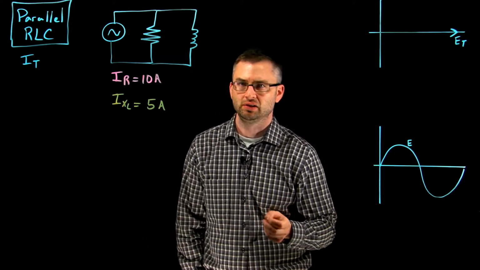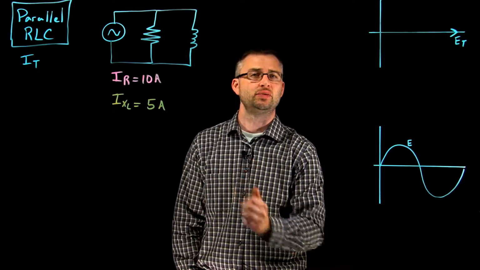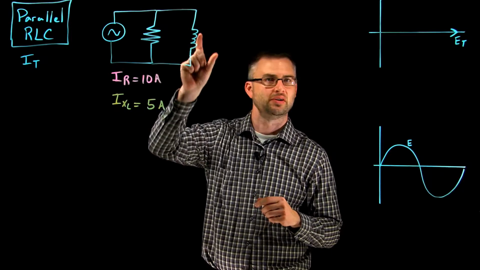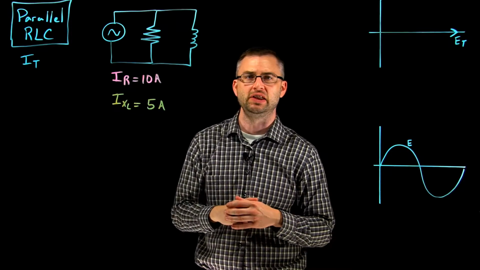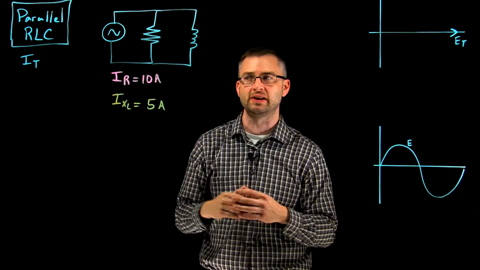In this video, we're going to take a look at how to add currents in a parallel circuit consisting of a resistive load as well as an inductive load. So we're going to start very basic. Pure resistive load and a pure inductive load. We won't mix any of the RL single branches or capacitive yet. Let's keep it very basic, right?